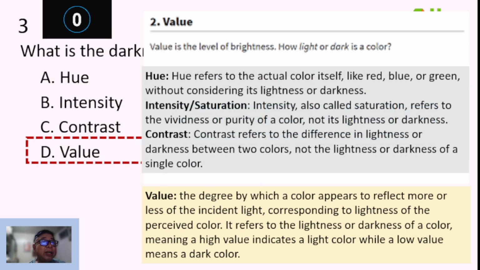Hue, on the other hand, refers to the actual color itself, like red, blue, or green, without considering its lightness or darkness. Intensity or saturation refers to the vividness or purity of a color, not its lightness or darkness. And contrast refers to the difference in lightness or darkness between two colors, not the lightness or darkness of a single color.